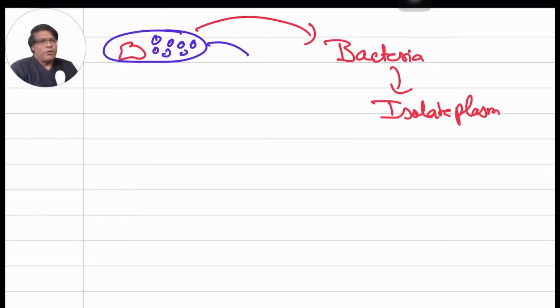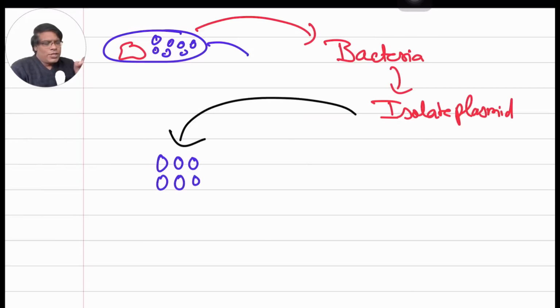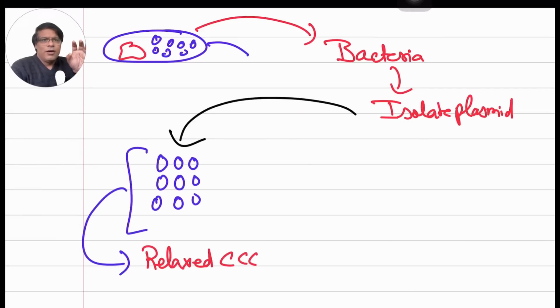You are going to isolate plasmid DNA from the bacteria. Now, you must be knowing in the bacteria, the plasmids are extra chromosomal DNA. They are circular in nature. And if you isolate these plasmids, one form of plasmid that you are going to see is relaxed covalently closed circular DNA.